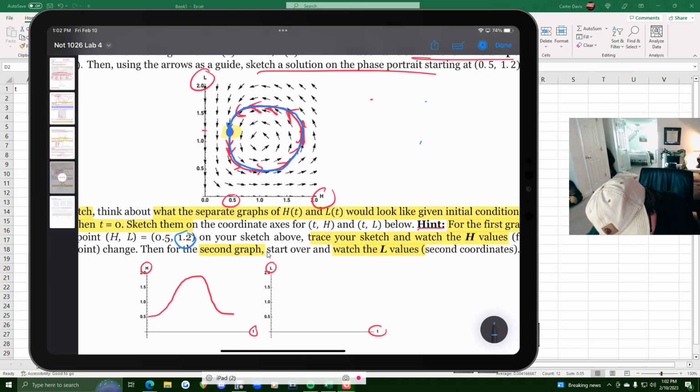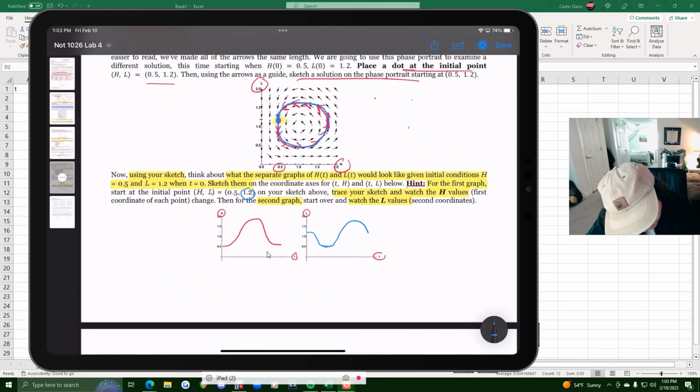So start at 1.2, and then they go down to about 0.5, and then they chill at 0.5 for a little bit, and then they go up to about 1.6, stay there for a little bit, and then they come back down to about 1.2. Hopefully that makes sense. Let's see, it starts at 1.2, goes down to 0.5, comes up. That looks all right. Hope that makes sense.